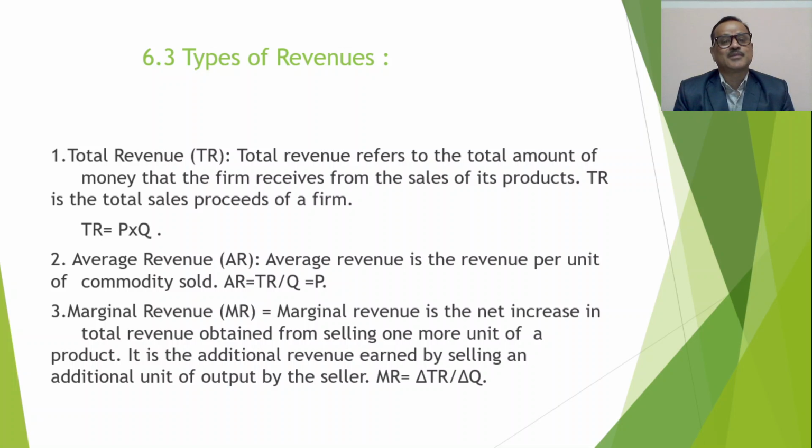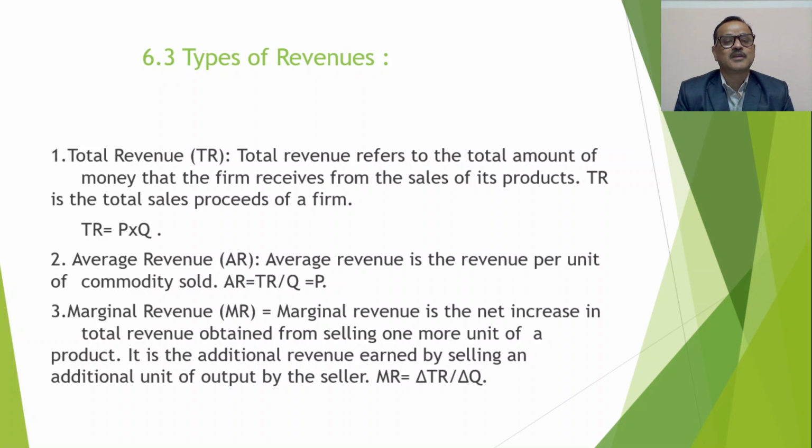Number two, average revenue, AR. Average revenue is the revenue per unit of commodity sold. AR is equal to TR upon Q. The value of AR is equal to P, meaning it is the market price. AR is obtained by dividing total revenue by quantity sold.